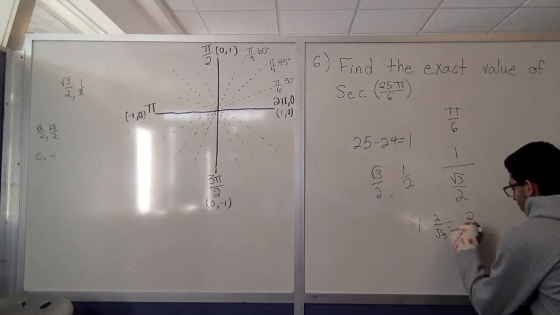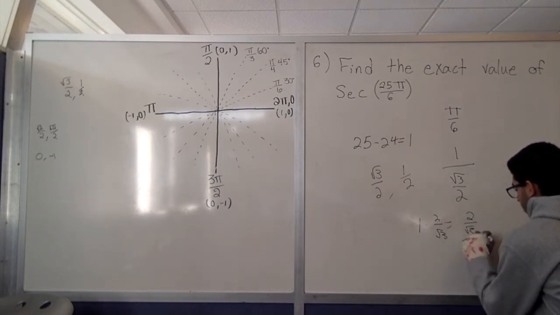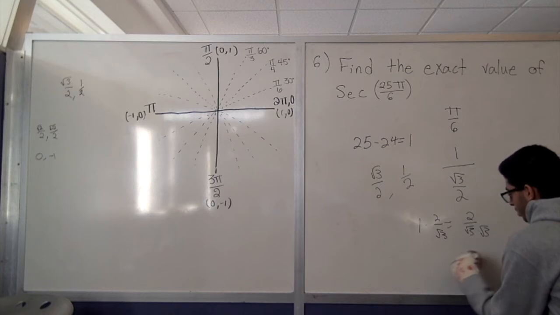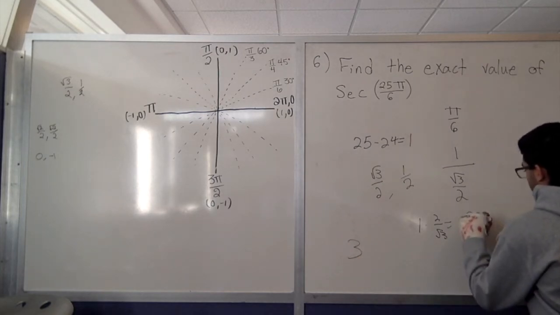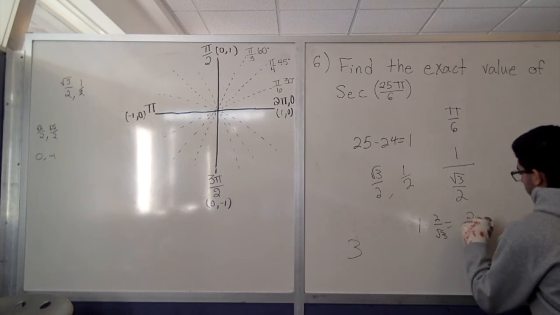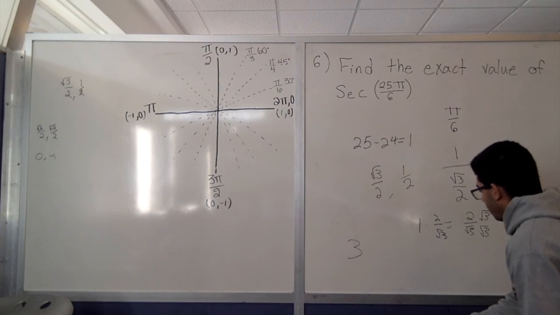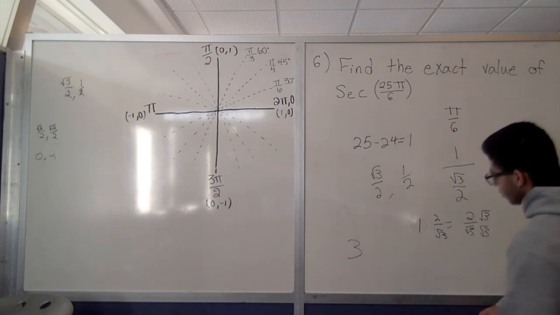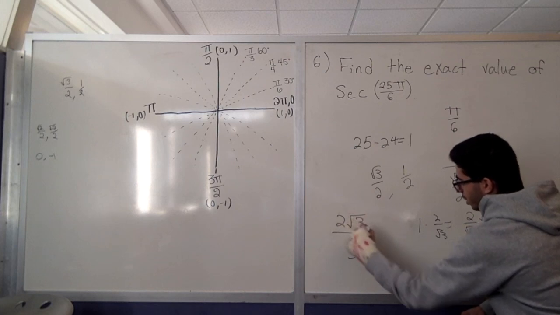But we can't have a radical in the denominator, so we're going to multiply radical 3 by itself, which will give us 3. And you also have to multiply the top by the same, so 2 times radical 3, which gives us 2 radical 3. And our final answer is 2 radical 3 over 3.